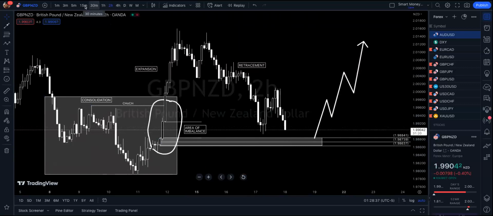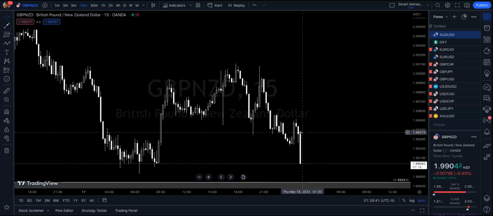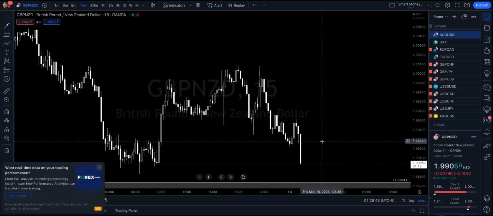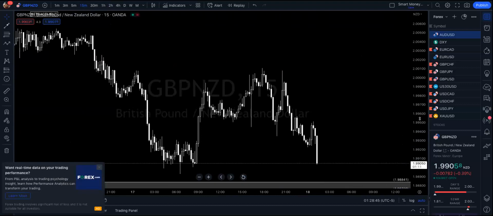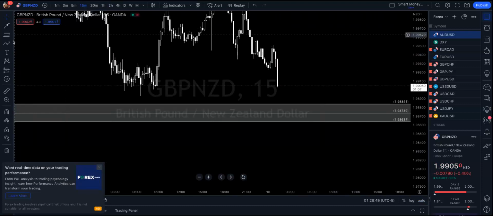Watch this. Let's go back to the 15. Look, see how price is coming down? Look at that. See that move right there? It's coming down. And we want to see something.